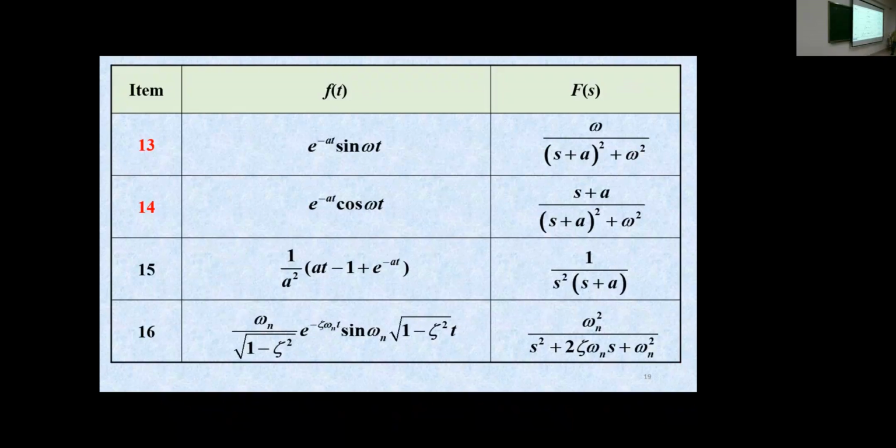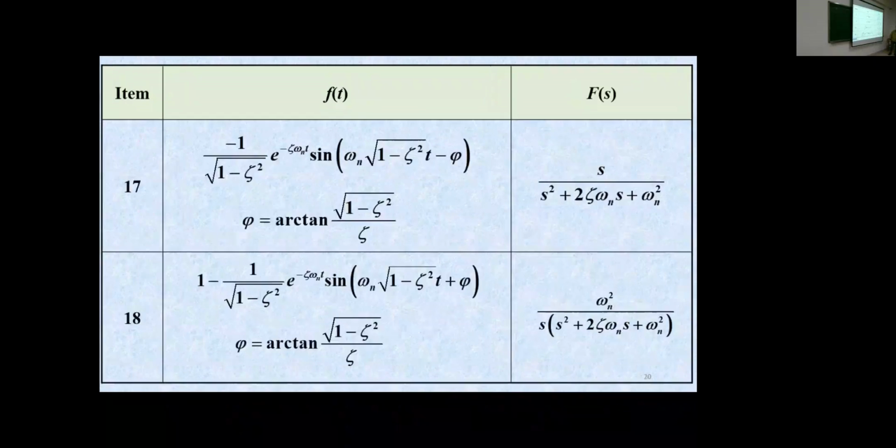The answer is this. See the difference? It's still omega, right? But it's no longer s squared, because we should consider the a here. So it becomes s plus a squared. And here, s is no longer s because it should be changed to s plus a. And this becomes s plus a squared. This too. So complicated.